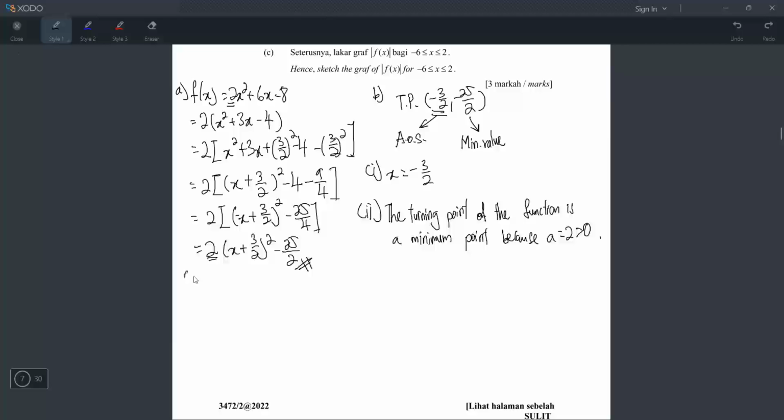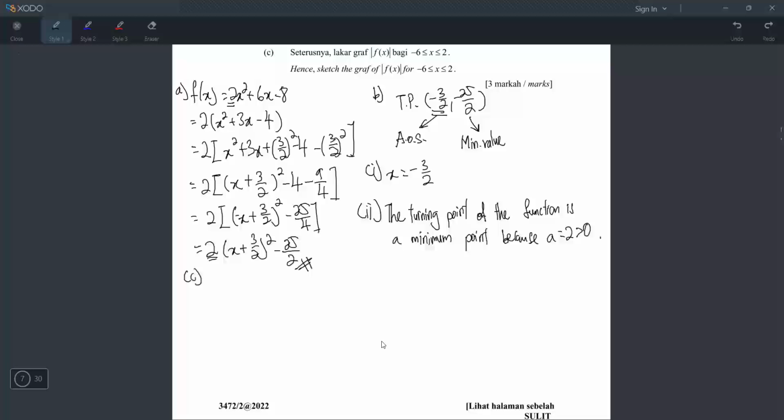Okay, let's do C now. Sketch the graph of modulus f(x) for x in between -6 and 2. So they want me to sketch for f(x). I think it's this one. This is f(x). But there's a modulus here. This modulus you learned in trigo, I taught that, right? This modulus means reflect up. Everything below the x-axis you have to reflect up.